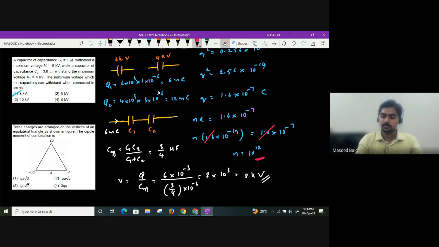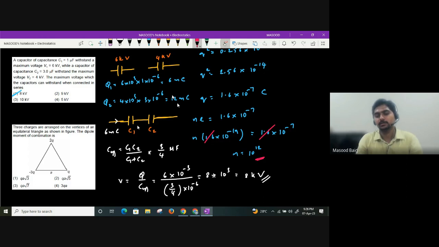Maximum charge that can be stored by the first capacitor is 6 millicoulomb. Maximum charge that can be stored on the second capacitor is 12 millicoulomb. Can the first capacitor store 12 millicoulomb? No. So the maximum the first capacitor is storing is 6 millicoulomb, which means only that much will be stored in Q2 also.